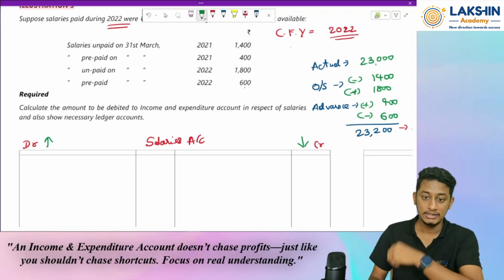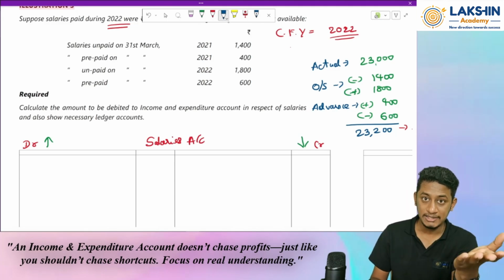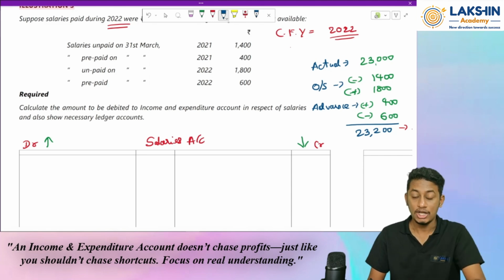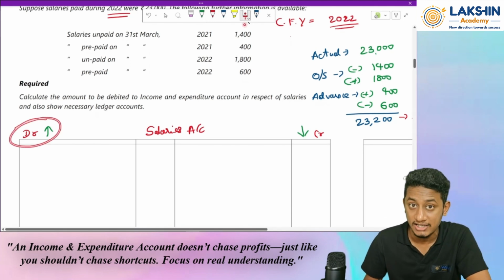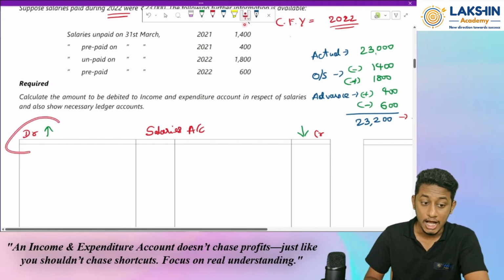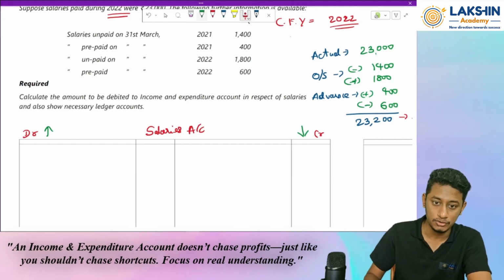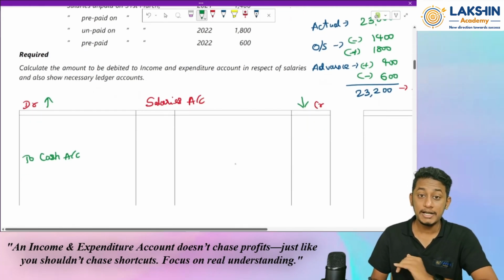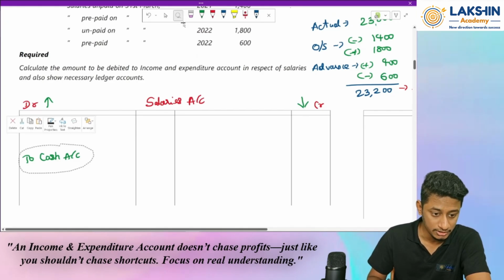Remember this, okay? First of all, the actuals we have paid. Whenever I pay salary, the expense of salary will increase. So where will I pass the entry? On the debit side. Why? I need to increase the value of salaries. Now how is salary paid? Through cash. So, to cash account. When is this paid? Let's do one thing: I will also add the dates along with this. Okay, so I have to clear it out.